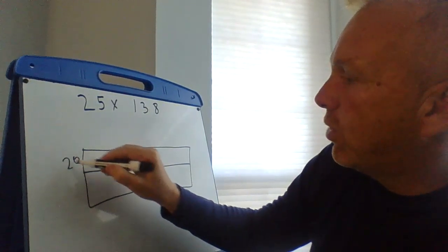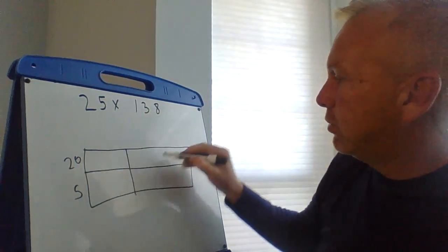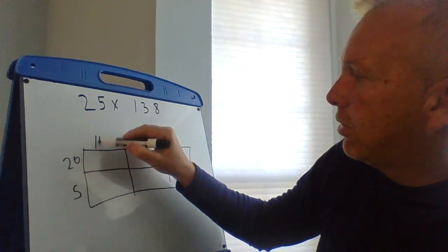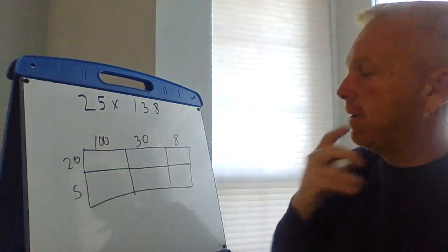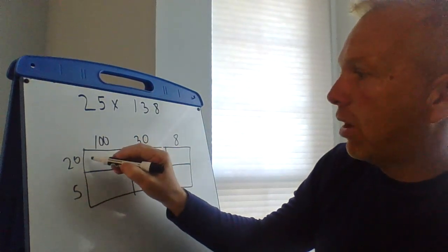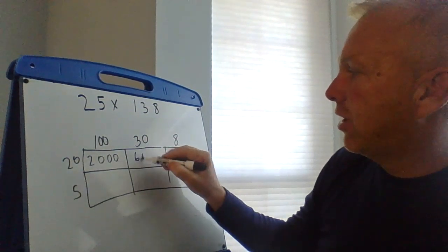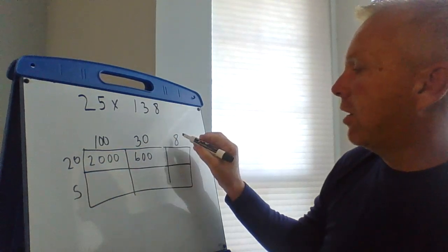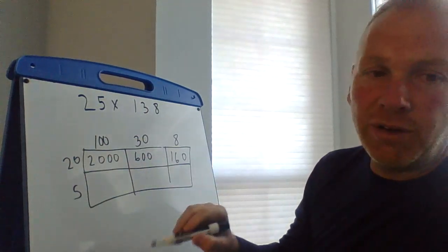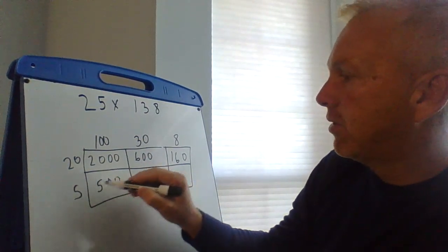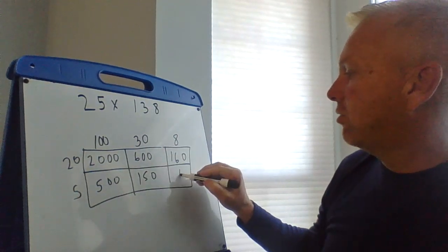So I'm going to have the 20 and the 5, and now we're just going to split it into 3 boxes. Boom, boom. So this would be 100, 30, and 8. 2 times 1 is 2, add 3 zeros. 2 times 3 is 6, add my 2 placeholders. 2 times 8 is 16, add my placeholder. 5 times 100, that's easy, 500. 5 times 3 is 15, add the placeholder. 5 times 8 is 40.